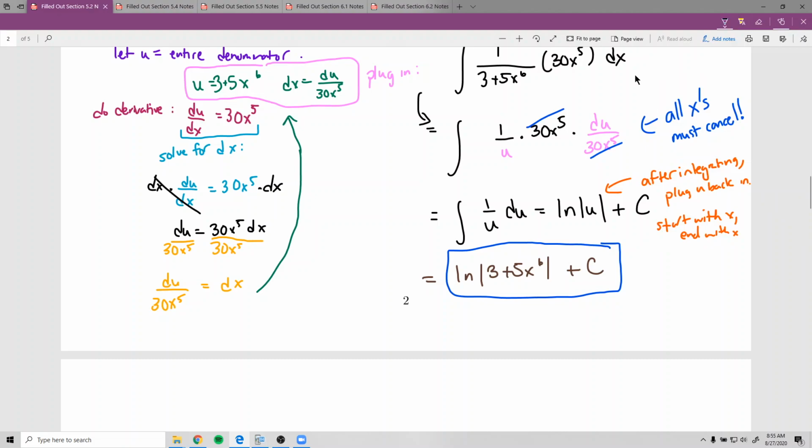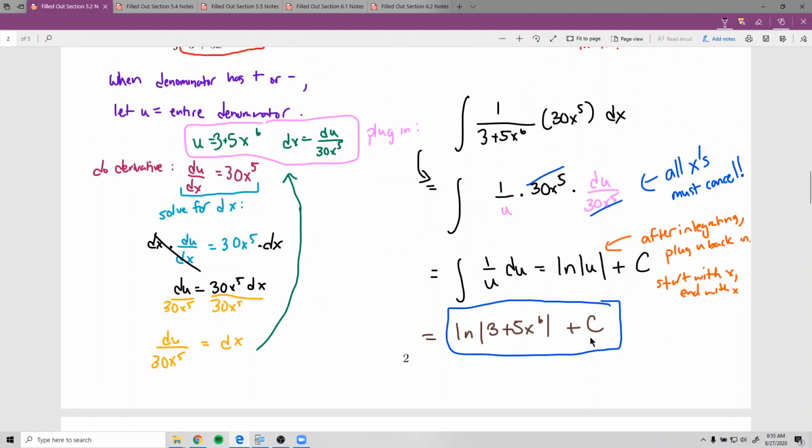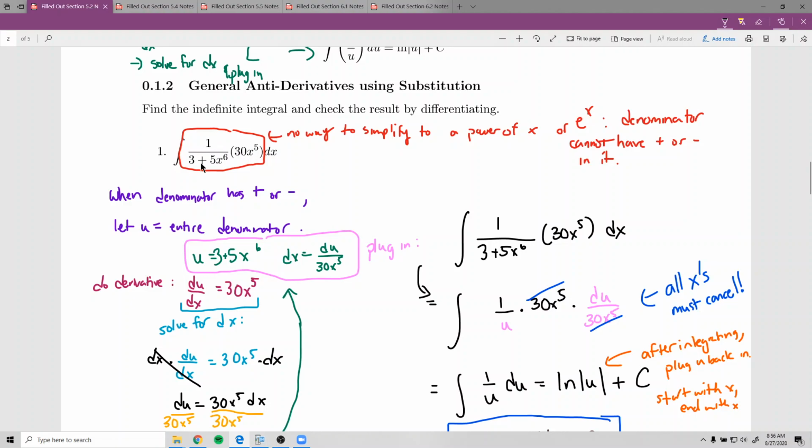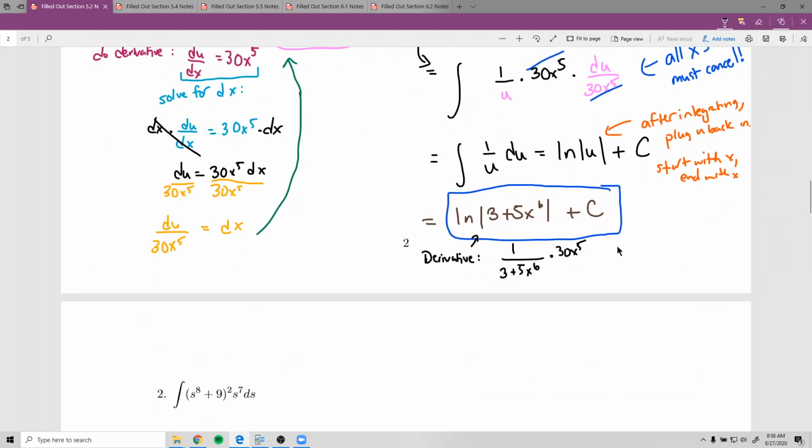What I'll do is you can check the derivative of this by using the chain rule. Since you use substitution when you use the chain rule in reverse, you check with the chain rule. The derivative of our answer here, we get 1 over the inside, because it's a natural log, times the derivative of the inside from the chain rule, which is that 30x to the 5th. And then the derivative of a number is 0. And what you'll notice is that the derivative is exactly what we started with inside, so we do have the correct answer.